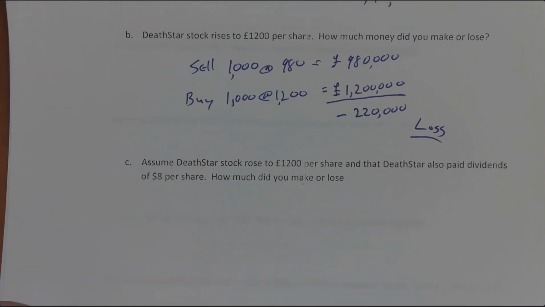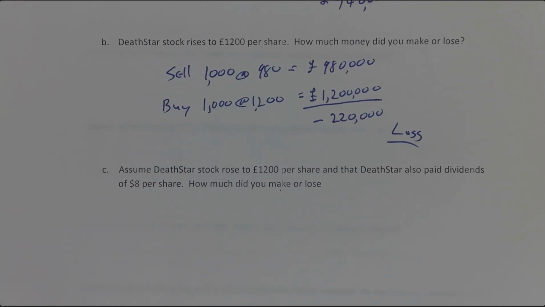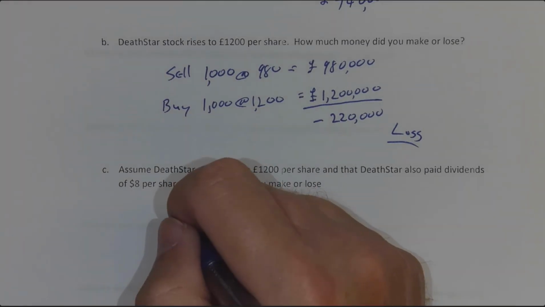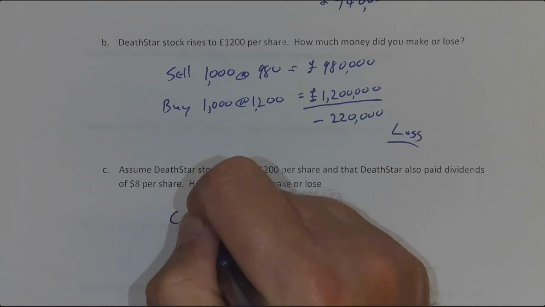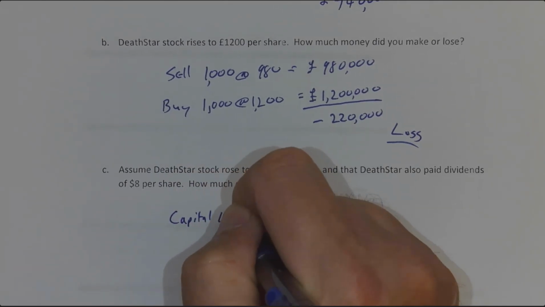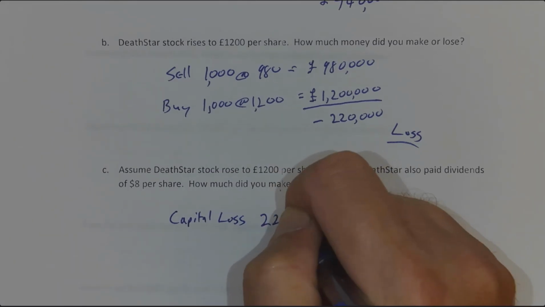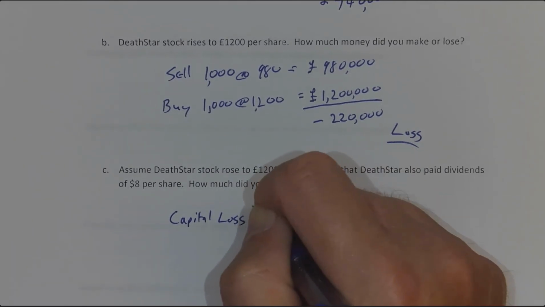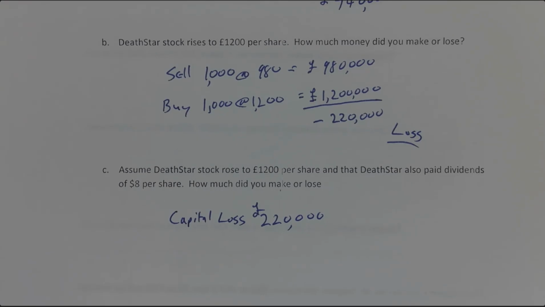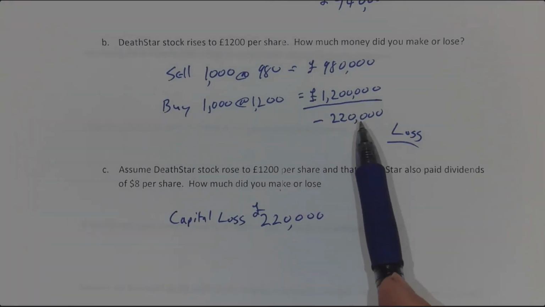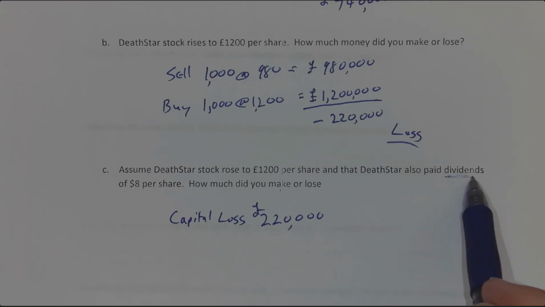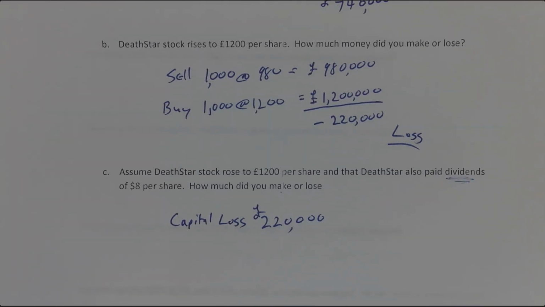All right, so part C then says, assume Death Star stock rose to $1,200 and that Death Star also paid dividends of $8 per share. How much did you make or lose? Okay, well, we already know we have a capital loss of 220,000 pounds. That's what we calculated right here. But now this one has added dividends into the equation.